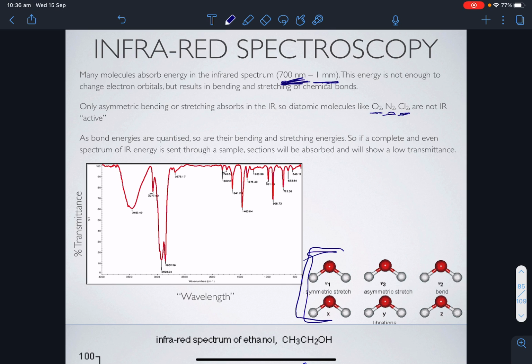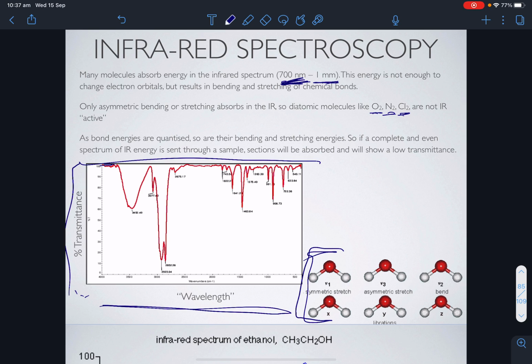If you take a complete and even spectrum of IR energy, a nice wide range, and shoot it through your sample, certain sections of that will be absorbed, so you'll get less transmittance at certain wavelengths, and these are related to certain bond absorptions. What you get is an IR spectrogram, and it looks just like this. The y-axis is transmittance, with a baseline around 100%, and you get these dips down where absorption is going on, so transmittance is lower. Down the bottom you get a scale of wavelength related to it.